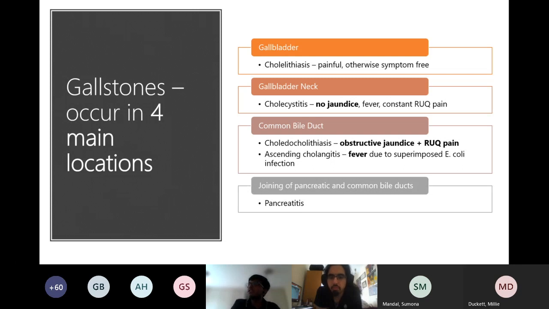You can get gallstone formation in the neck without inflammation as well. And you can get inflammation without a gallstone being stuck in the neck. Cholangitis is slightly different, and we'll talk about it in a minute.